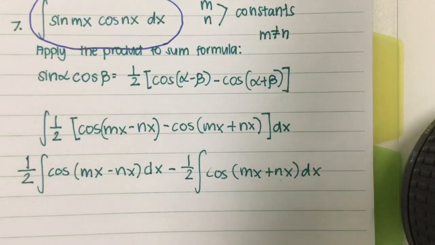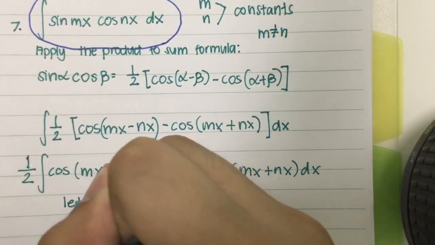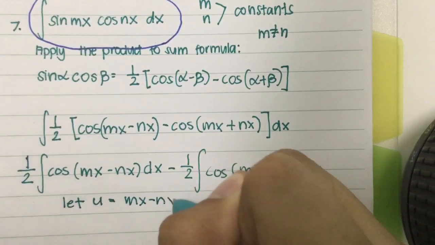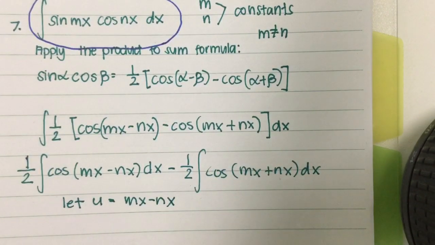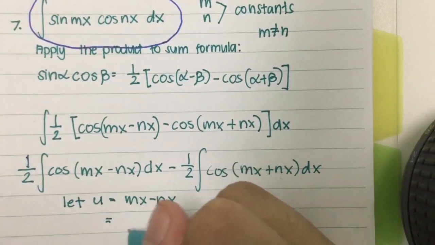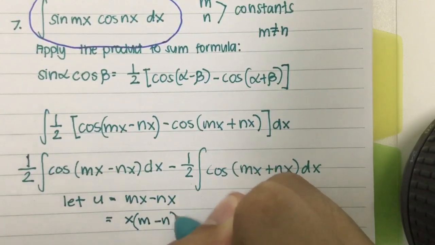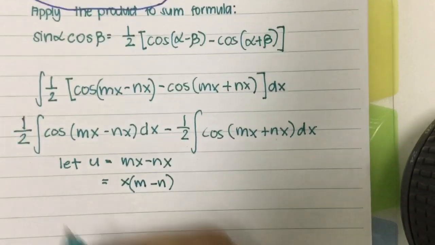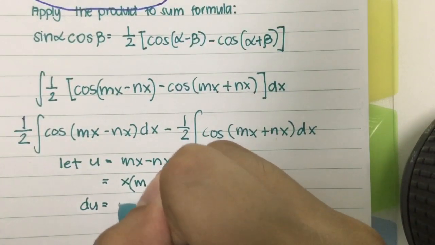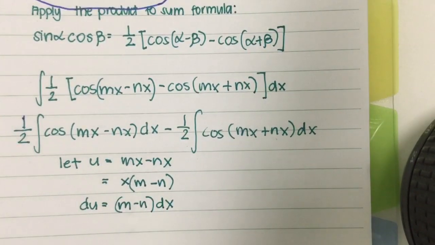So here we're going to use substitution. Let u be equal to mx minus nx. Since we could bring out the common factor, which is x, here we could easily derive du equals m minus n dx.